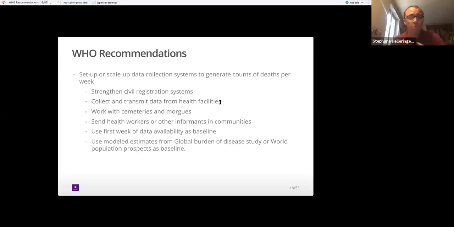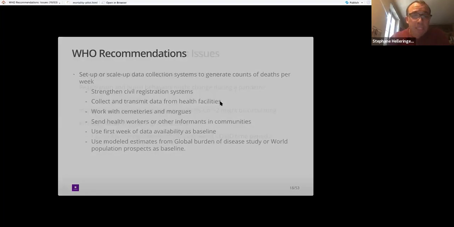And in doing so, they encourage countries to either use the first week when this data become available as a baseline against which they will monitor trends in mortality, or to use model estimates from the Global Burden of Disease study or World Population Prospects as baselines, so estimates that pertain to 2019 or 2000 or an earlier date.